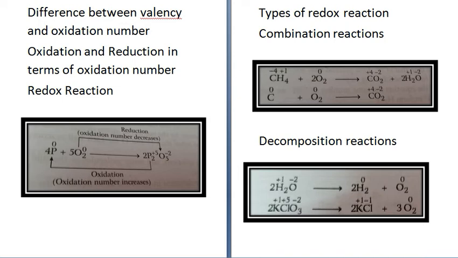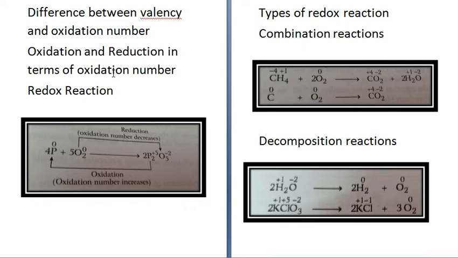Now next is the difference between valency and oxidation number. Valency is the combining capacity of an element, whereas oxidation number is the real or imaginary charge present on the atom of an element in the combined state. Valency for an element is fixed. Oxidation number can have different values for an element. Valency is always a whole number. Oxidation number can be a whole number or fractional. It can also be positive or negative. Valency is never zero except for noble gases. Oxidation number may be zero.